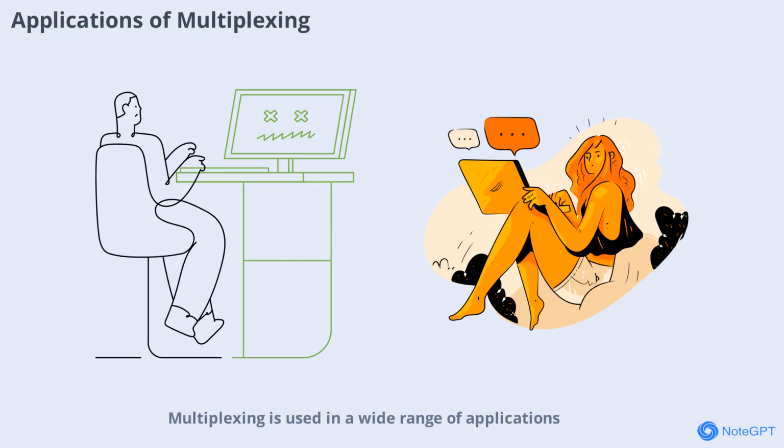Multiplexing is used in a wide range of applications, from telephone networks and television broadcasting to internet data transmission and satellite communications. By allowing multiple signals to share the same channel, multiplexing increases the efficiency and capacity of communication systems. This technology is essential for meeting the growing demand for high-speed, high-capacity data transmission in our connected world.